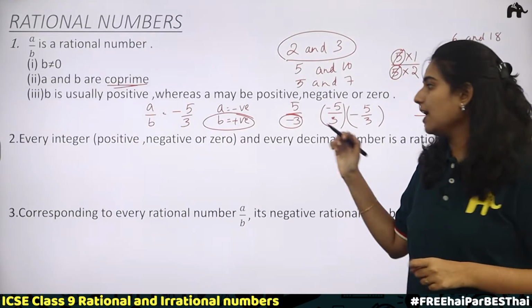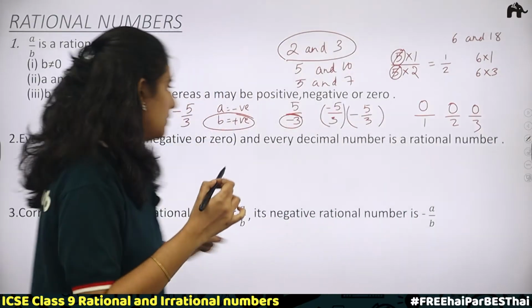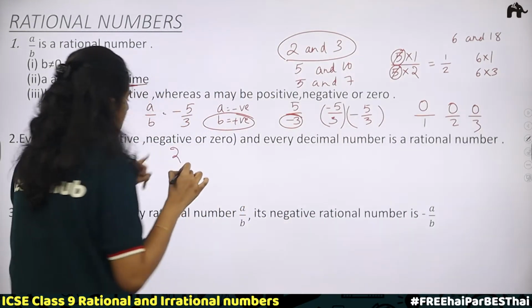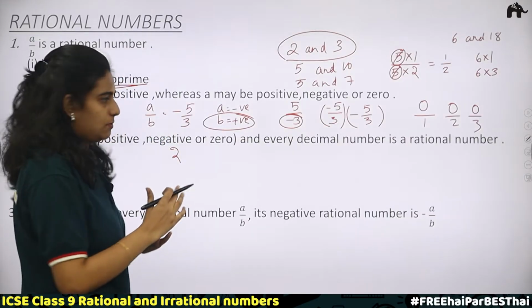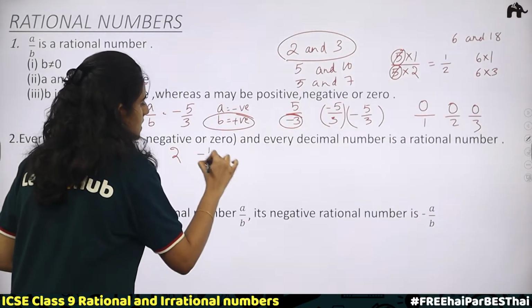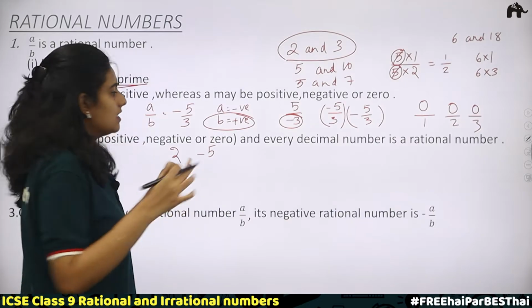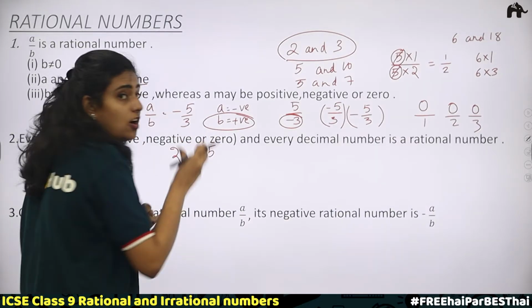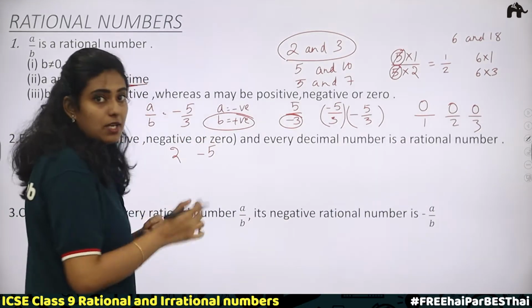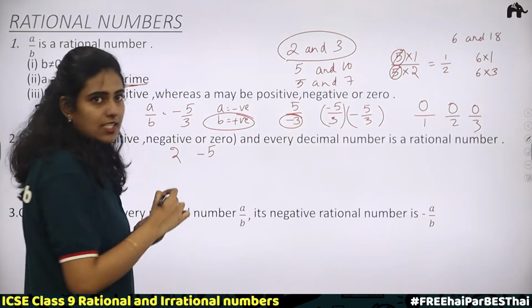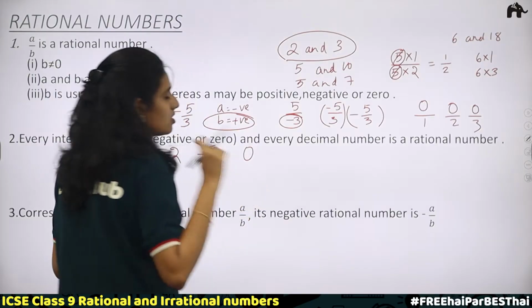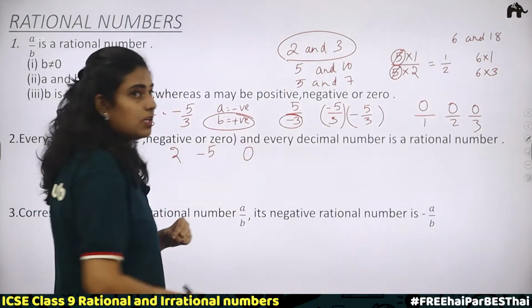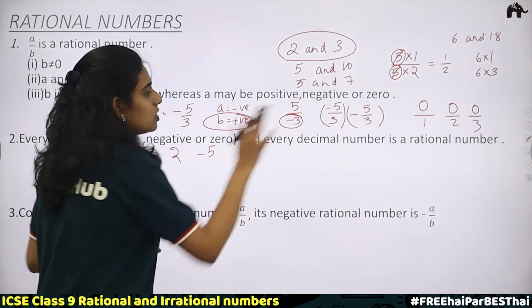For example, if you take a positive number 2, 2 is a natural number, 2 is a whole number, 2 is an integer, 2 is also a rational number. If you take a negative number, minus 5 is an integer. It is not a natural number or a whole number, but this is an integer. Minus 5 is an integer. It is also a rational number. 0 is not a natural number. 0 is a whole number. 0 is an integer. 0 is also a rational number.